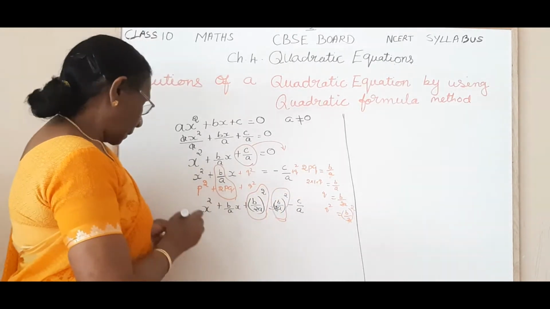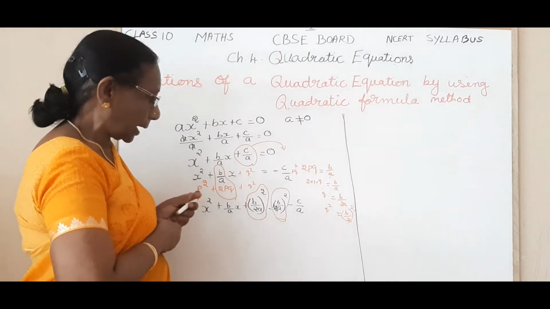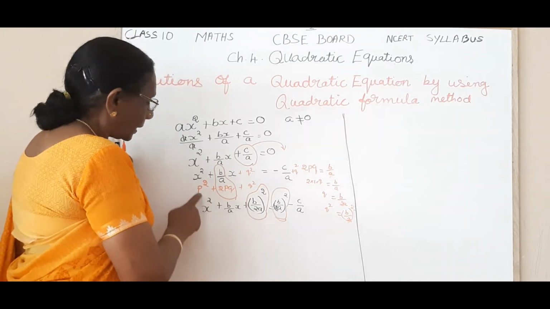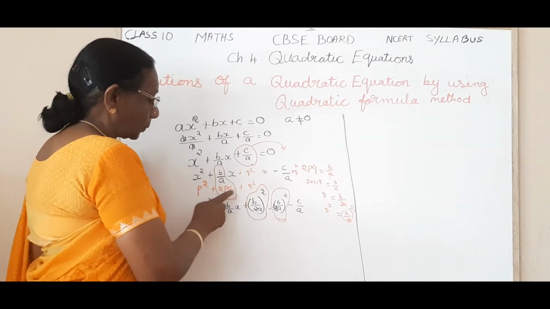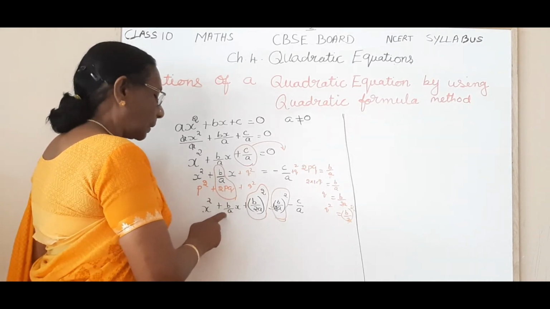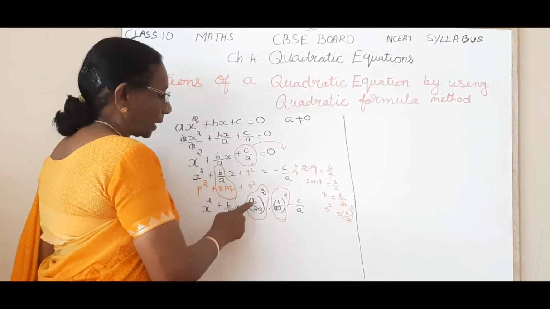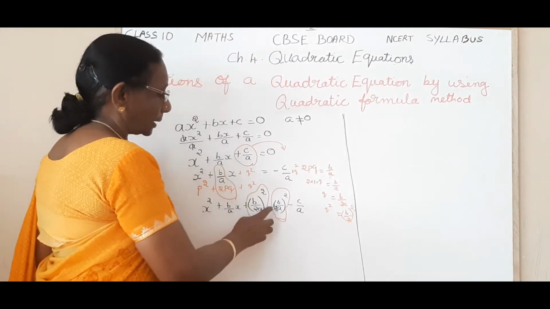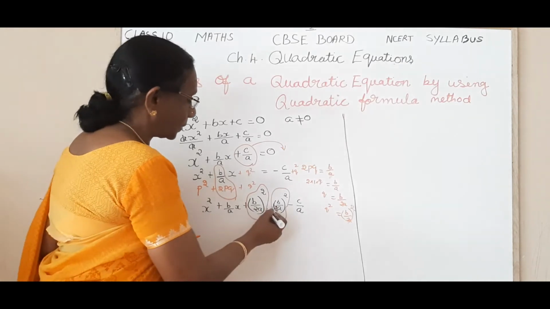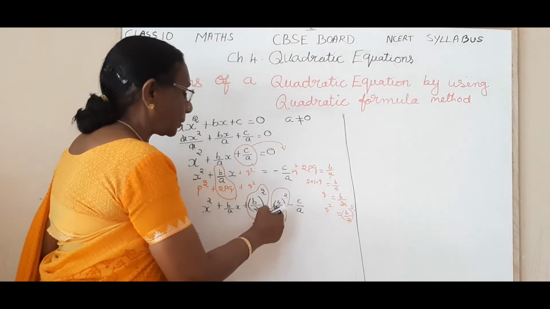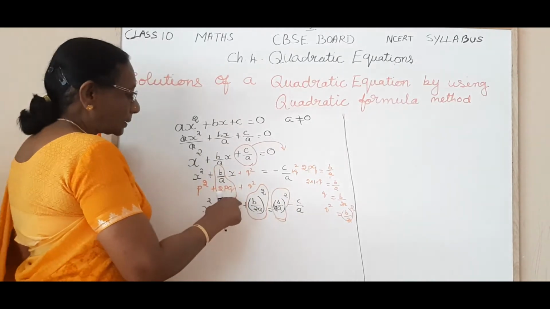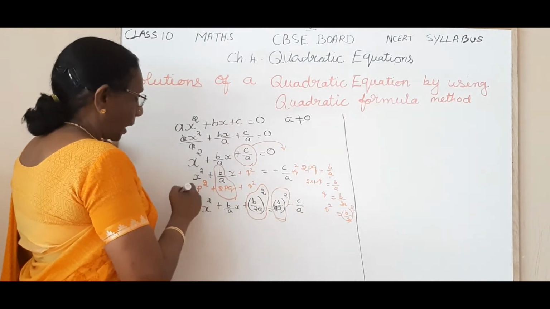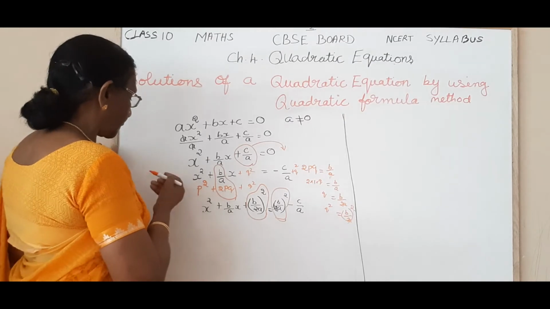Okay. Now, so it is in the form of what? In the left hand side, what do we have? It is p square, instead of p square, x square. 2pq is what? b by a x and q square is b by 2a the whole square is equal to b by 2a the whole square minus c by a. So you can write this as what? It is actually what? P plus q the whole square.